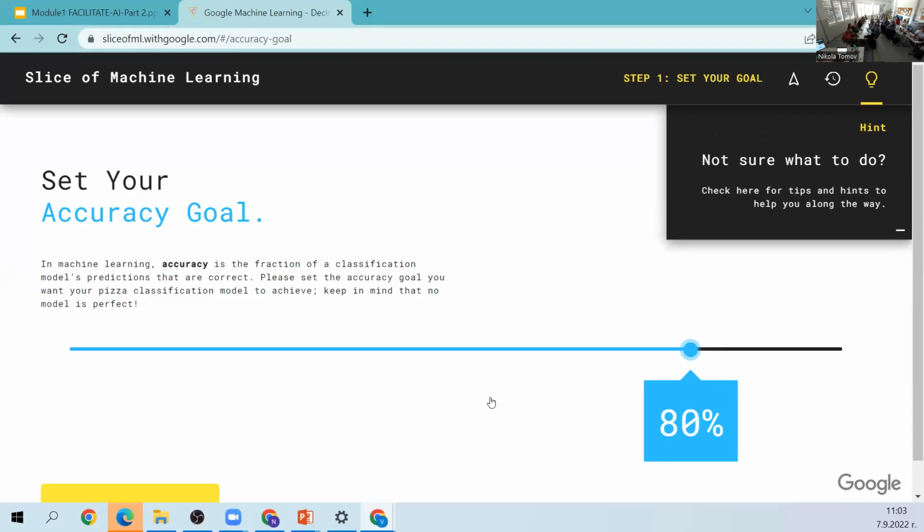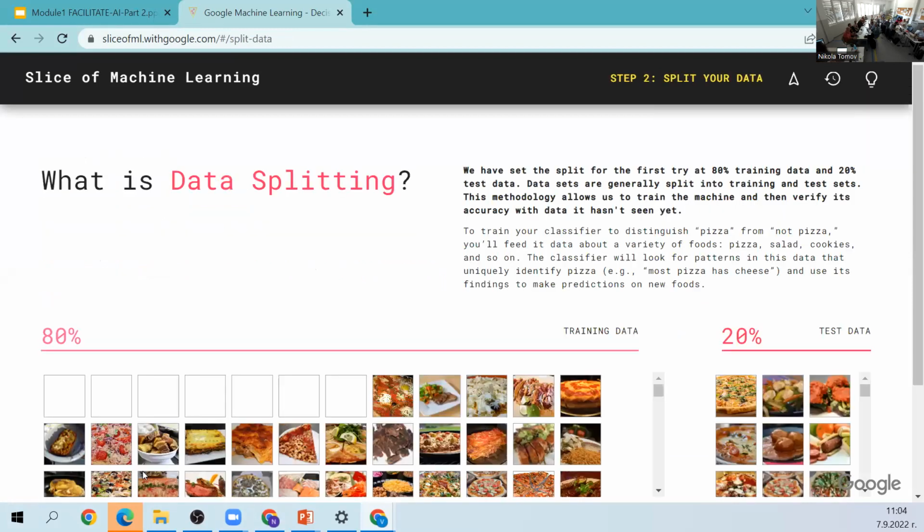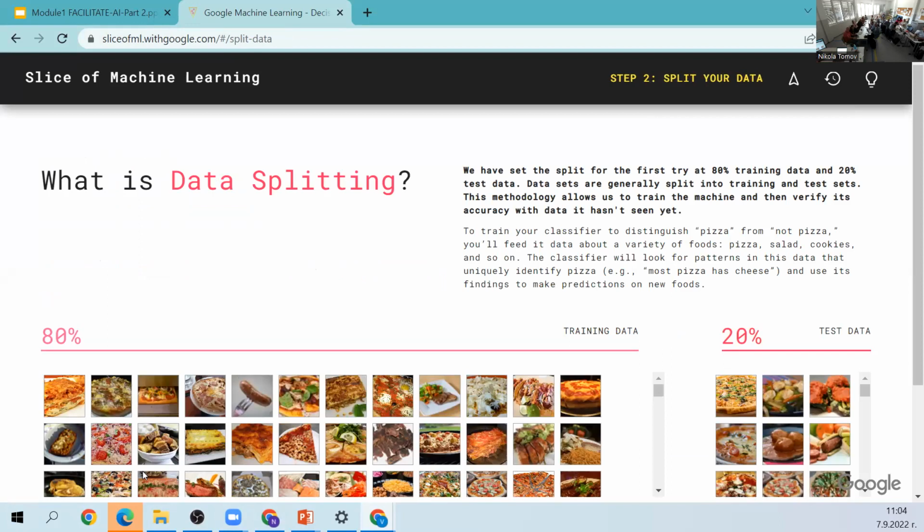This is a simple example of how they work to recognize from some pictures what is a pizza. They have a set of images, and they can recognize from the images what is pizza and what is not pizza.